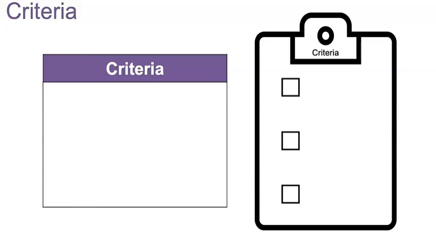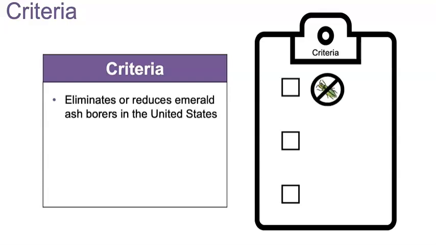Our best and worst case scenarios are extreme examples, but we can use them to help us identify our criteria and constraints. We'll start with criteria. What does our solution need to do? I think we need a solution that eliminates or reduces emerald ash borers in the United States. Can you think of anything else?